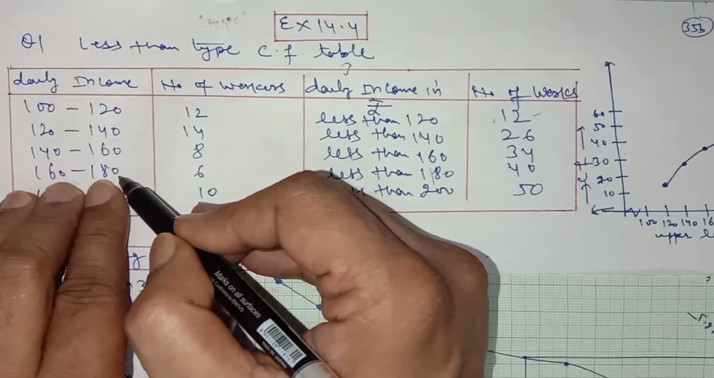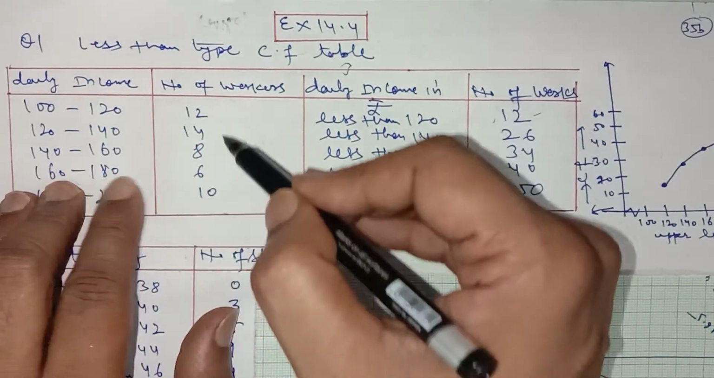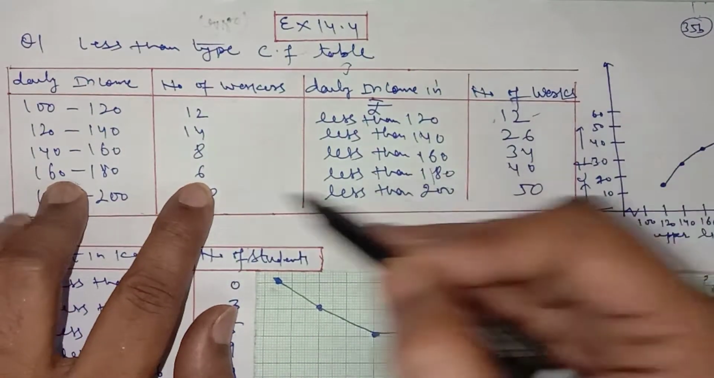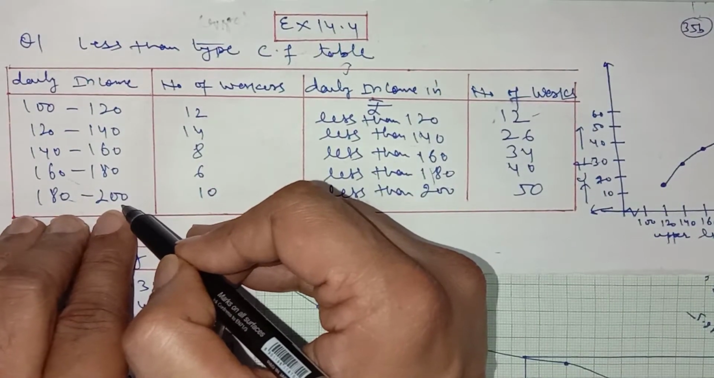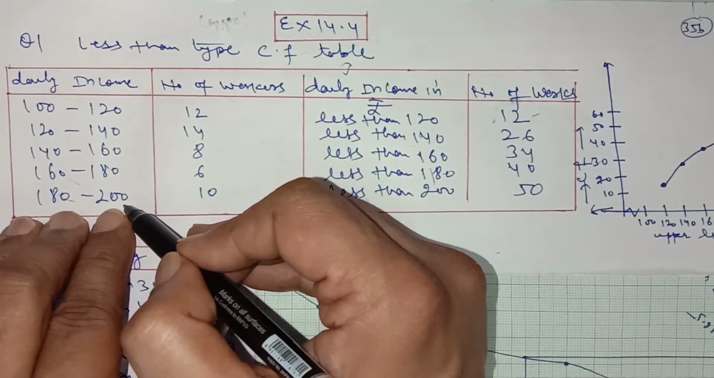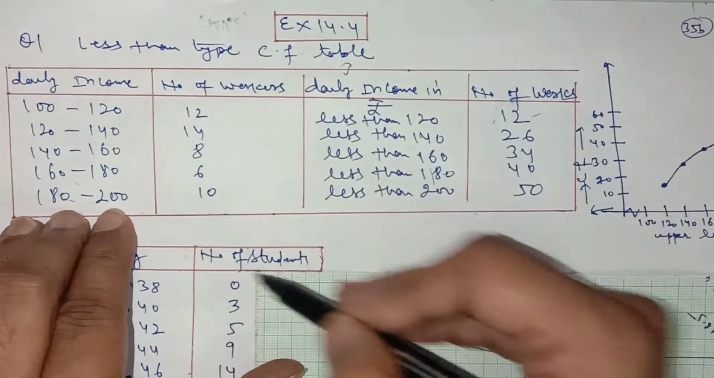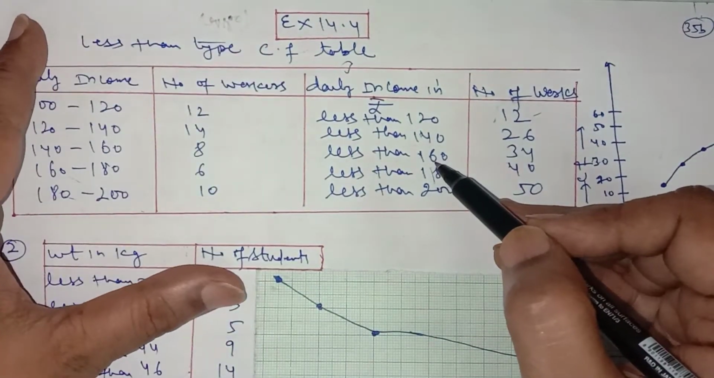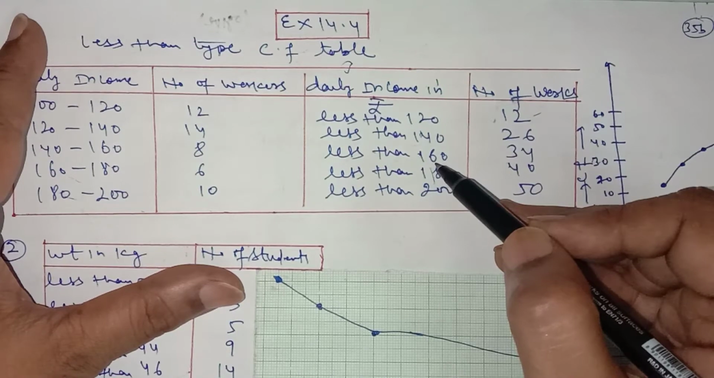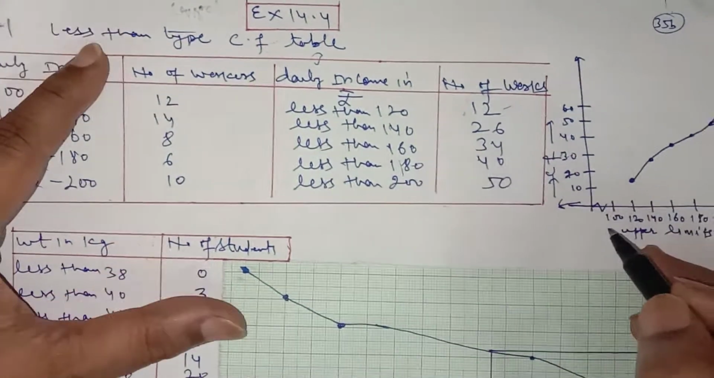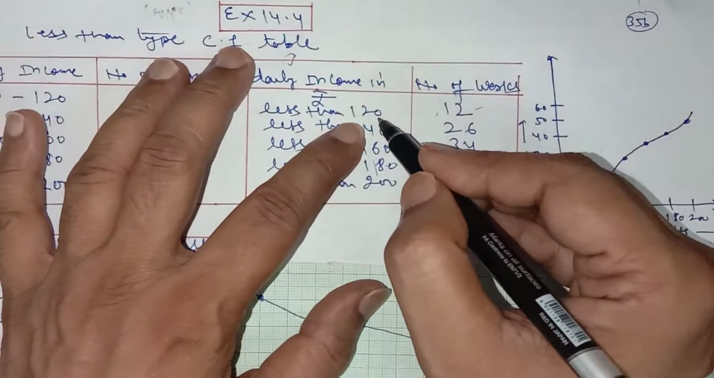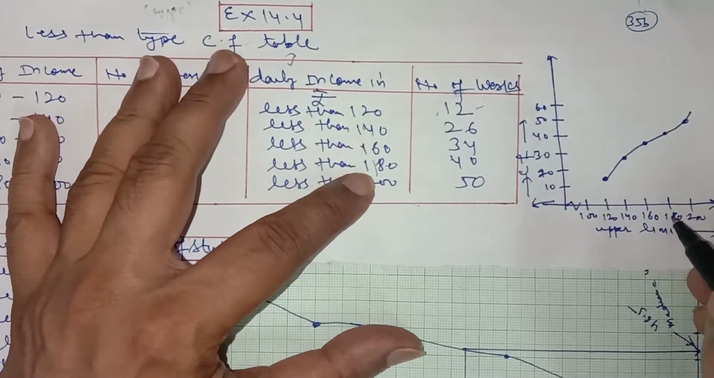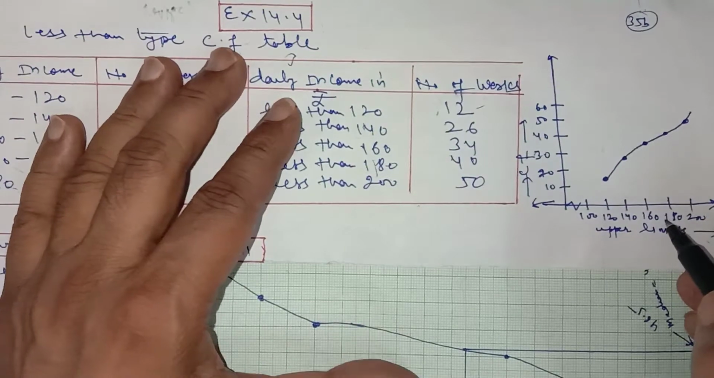The number of workers having the income less than 180, so naturally all the workers from this to this are added, it will be 40. And the number of workers having the daily income less than 100, that is the total of this, it will be 50. So this is the less than type table, and you have to plot these points on the graph paper, taking on the x-axis the upper limit, that is 120, 140, 160, 180, 200. You have to draw this on the proper graph paper.